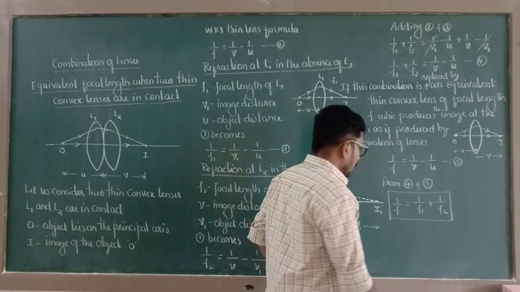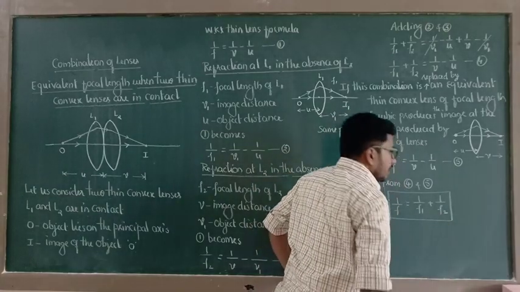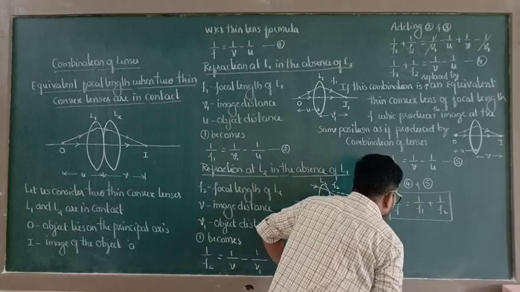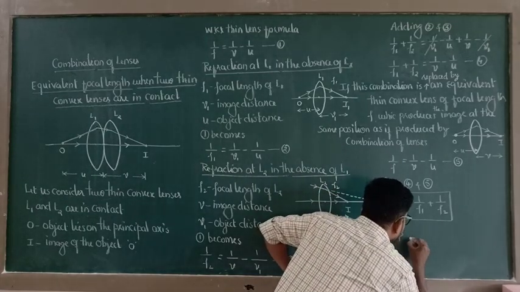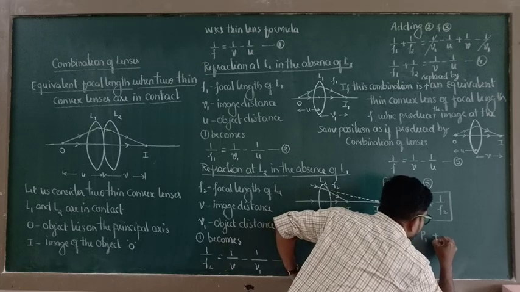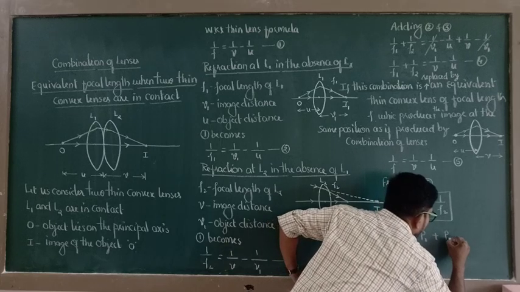So in terms of power of the lens, we know that power of the lens is inversely proportional to focal length. Therefore, instead of 1 by F, I am going to write P is equal to P1 plus P2.